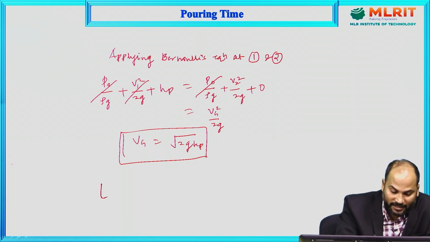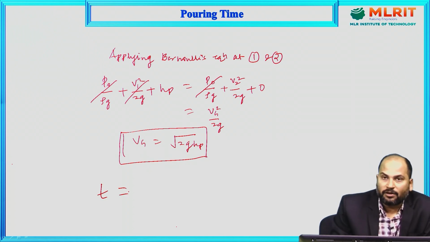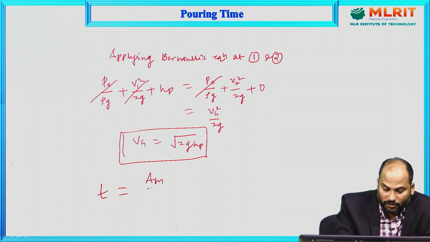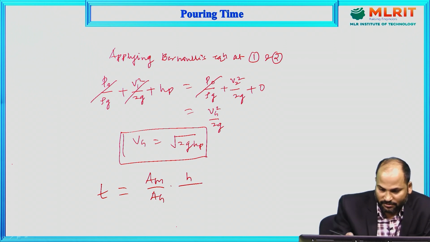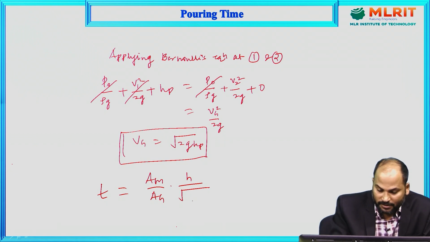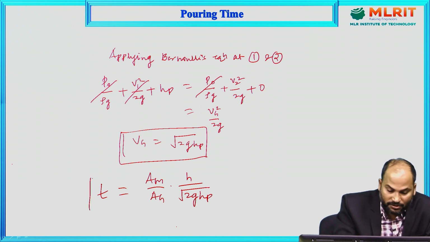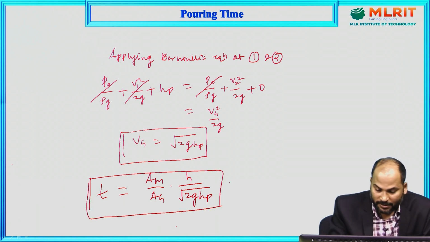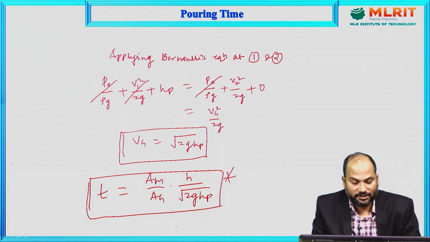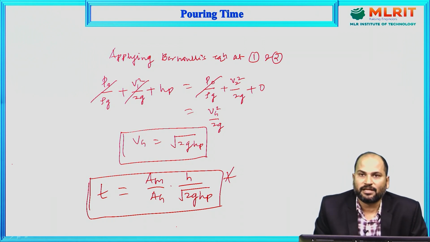So finally we can write the pouring time or the filling time in the case of top gating system as AM, area of the mold, upon area of the gate, into this height H, that is the height of the liquid in the mold cavity, upon this velocity Vg, that is under root 2g HP. So this is the filling time in the case of top gating system.